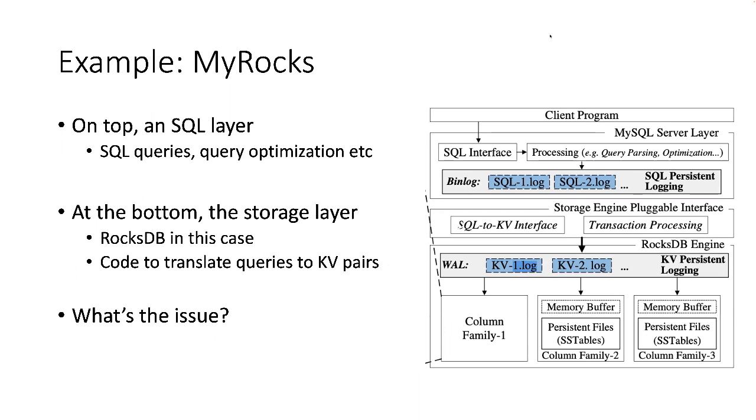So typically it will look like this. At the top, we have some sort of client program, and then the MySQL layer, which has its own interface for SQL queries and its own log. And then at the bottom, we have the storage layer, which would translate these SQL queries into key value pairs. At the storage layer, again, we have, for example, RocksDB, and then its own log. And in the diagram here, we have multiple column families at the bottom, or we can just say multiple trees. With a setup like this, maybe we can see the issue already.